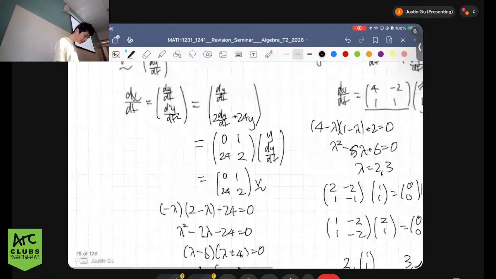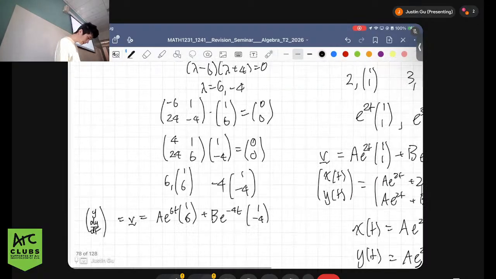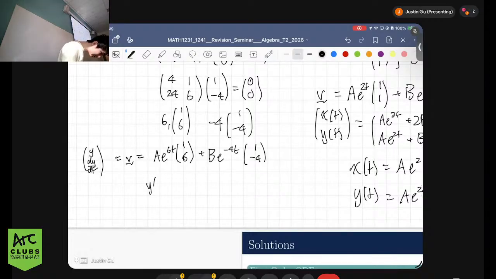So we were looking for y, so that tells us that y of t is going to be equal to a e to the 6t plus b e to the negative 4t. Any questions on that? Yes?